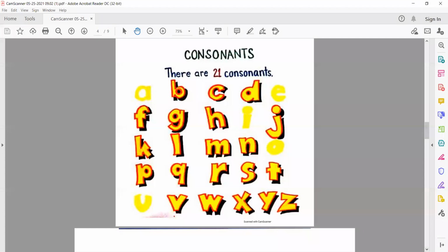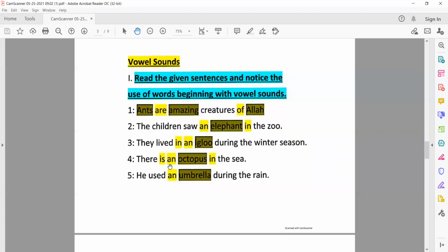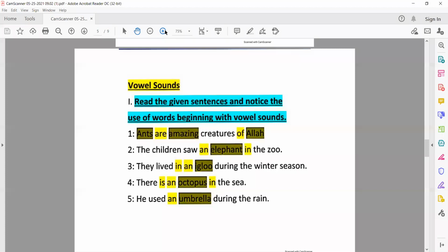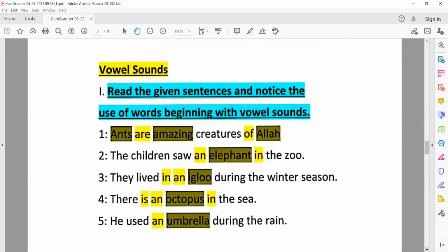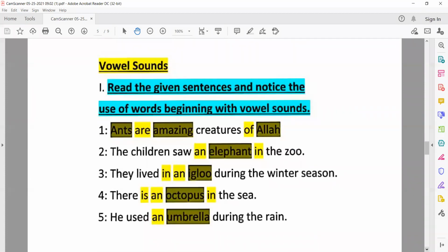Now, look at the exercise. Vowel sounds. Read the given sentences and notice the use of words beginning with vowel sounds. Now, we are going to identify which one would give us a vowel sound, whether these are words, articles, prepositions, whatever. Fine. So look at the first sentence. Ants are amazing creatures of Allah.